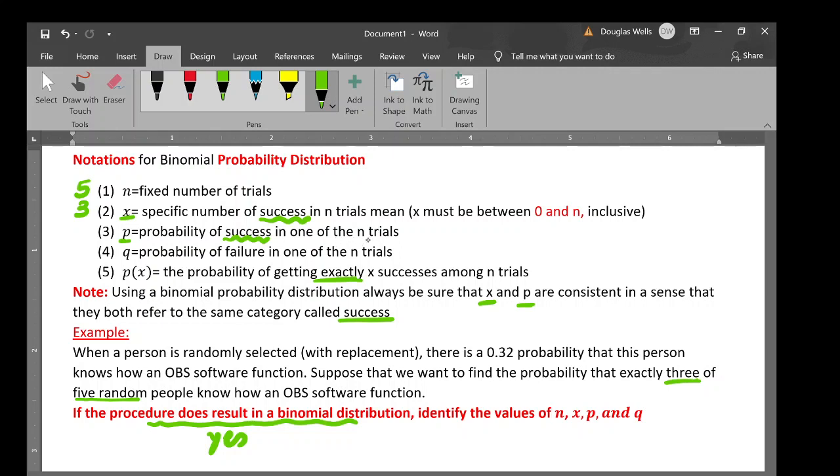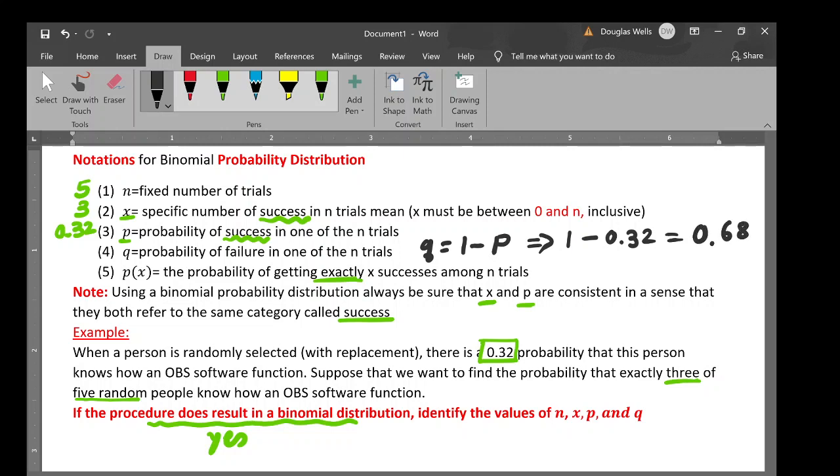Probability of success in one of n trials. The probability of success is right here, 0.32, and that is in one of the n trials. Next one, q, the probability of failure in one of the n trials. The formula for q is 1 minus p. So remember this, 1 minus p. We take whatever our p value is and subtract it from 1. So we end up getting 1 minus 0.32, which is 0.68, and that's the probability of failure in one of the n trials.